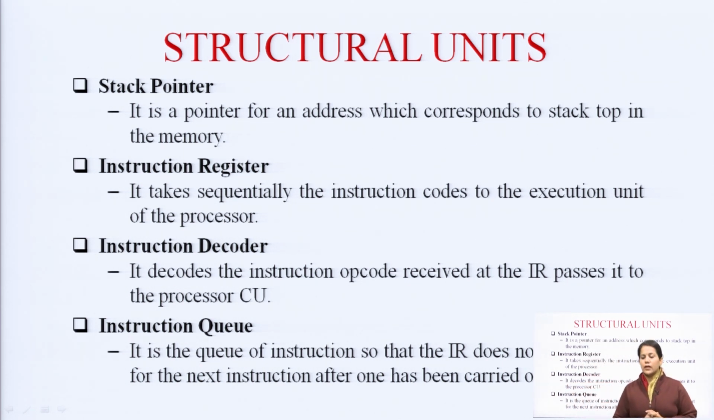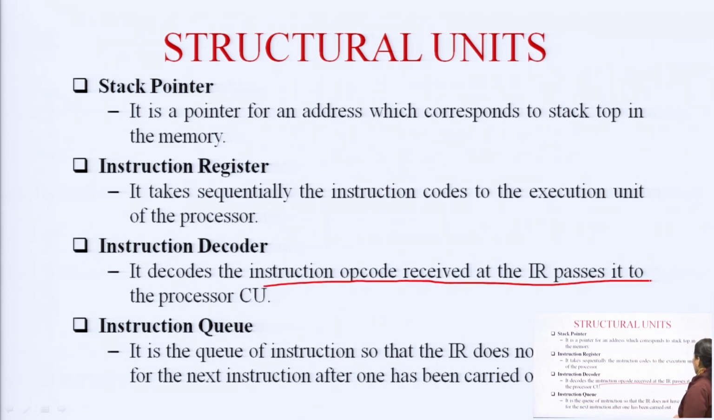Instruction register takes sequentially the instruction opcodes received at the IR. The instruction register passes them to the processor CPU, that is the control unit. So, the instruction register will hold these instructions, and the instruction decoder will decode these instruction opcodes received at the instruction register.